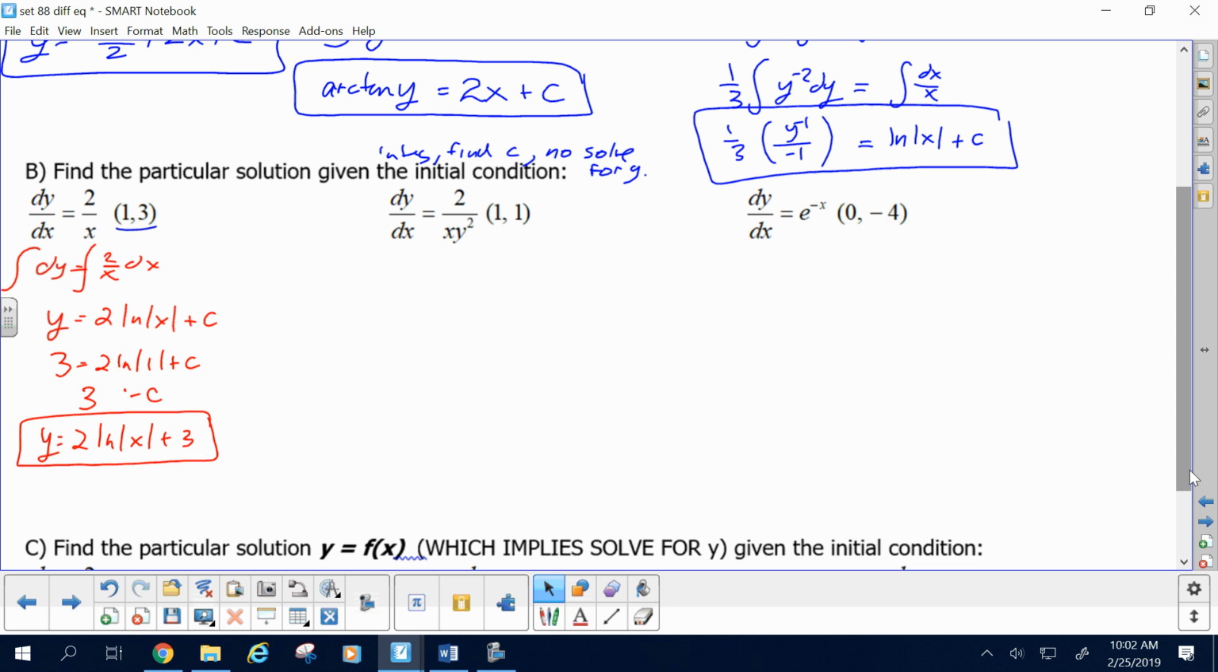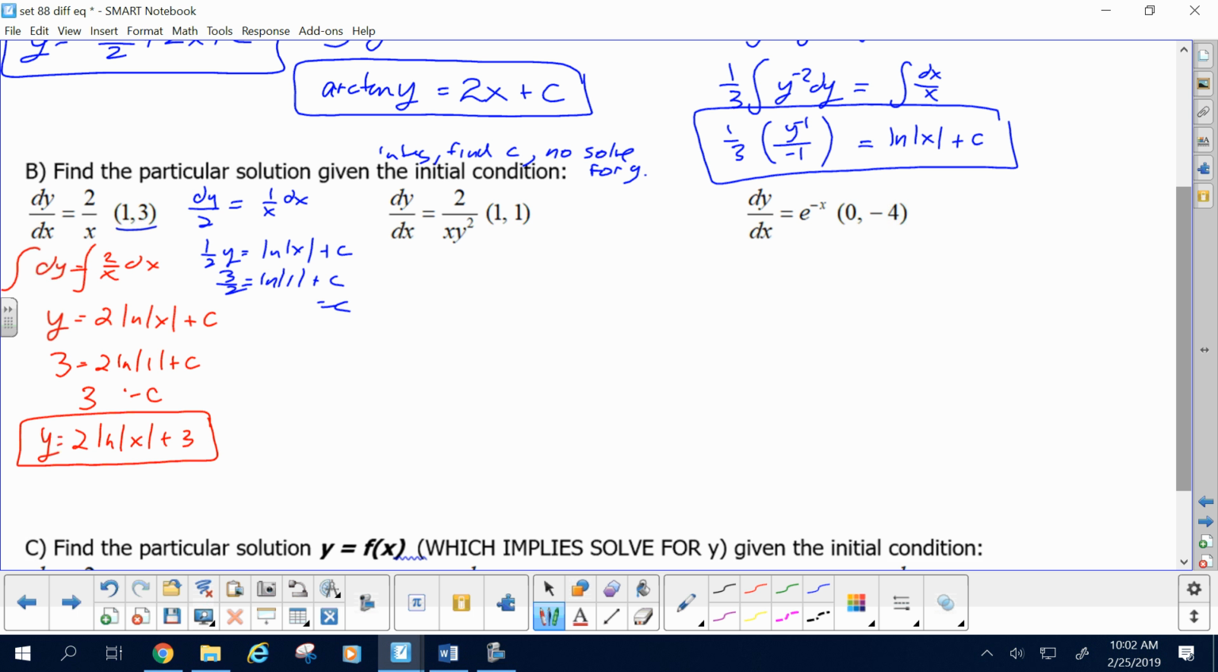The 2 wouldn't matter. You could move the 2 over with the y, and it's fine. If you did, it would look like this. And so it would still be 1/2 y equals, and it would still turn out exactly the same. It's okay if you move the half. So if you do that, then it's 3/2 equals log of 1 plus c, in which case c is 3/2, yeah? Because you have 1/2 y equals log of x plus 3/2.